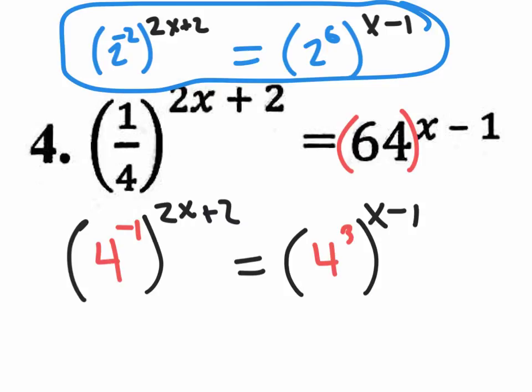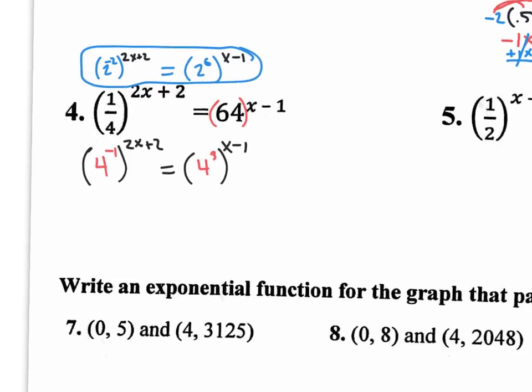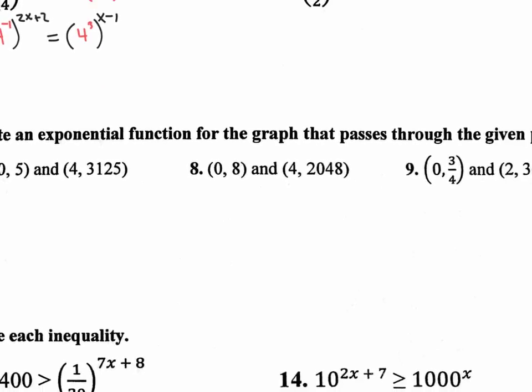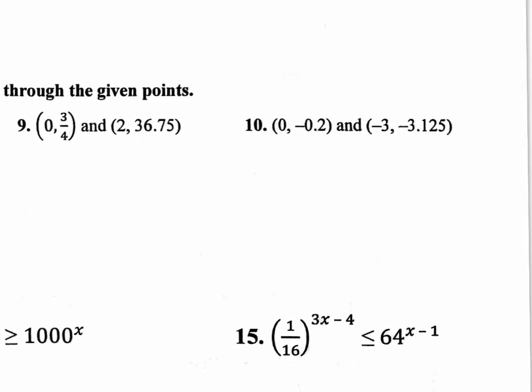Sometimes there is no option. Sometimes you could only change it to base 2. Sometimes you could only change it to base 4. Anyways, I think we have the idea on how to solve. You could also look at yesterday's videos that have more examples of those. Let's jump to writing equations, exponential growth or decay equations, given 2 points.